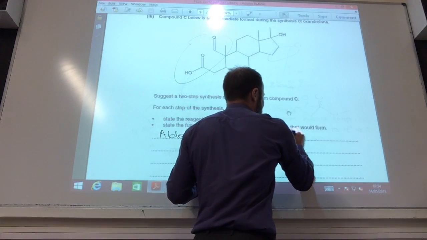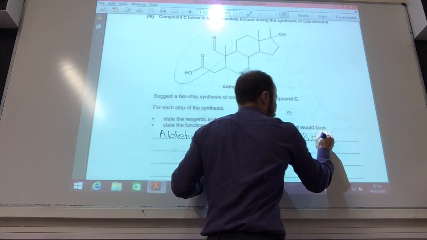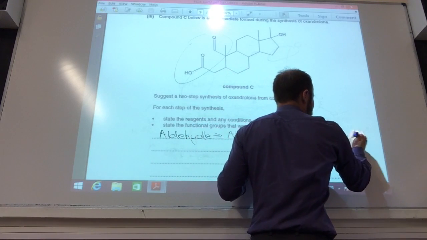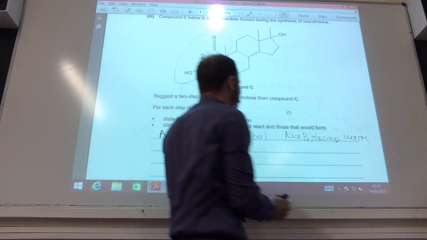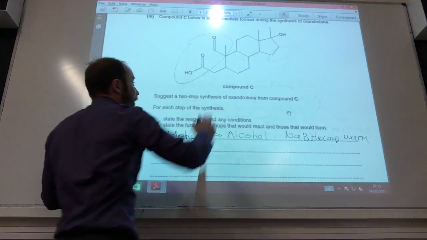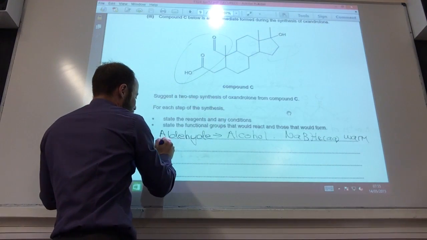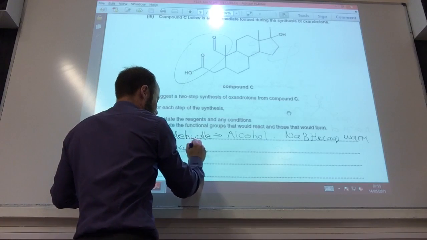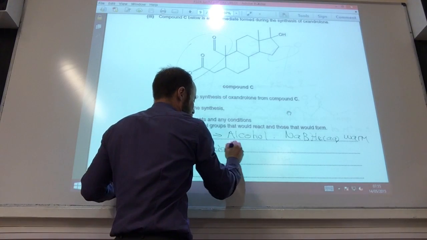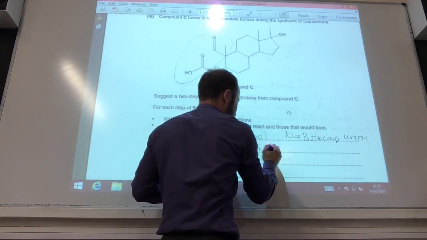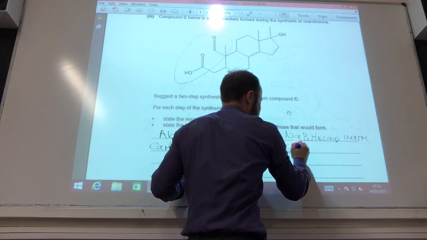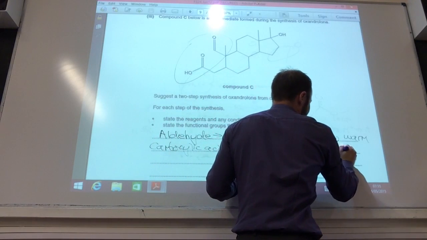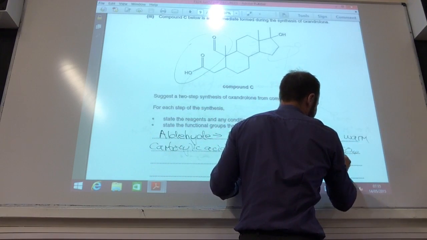And for that, as you know, I use sodium borohydride in water and I warm it up. The next one, once that's turned into an alcohol, I then go from carboxylic acid and alcohol to make an ester. I need concentrated sulfuric acid for that.